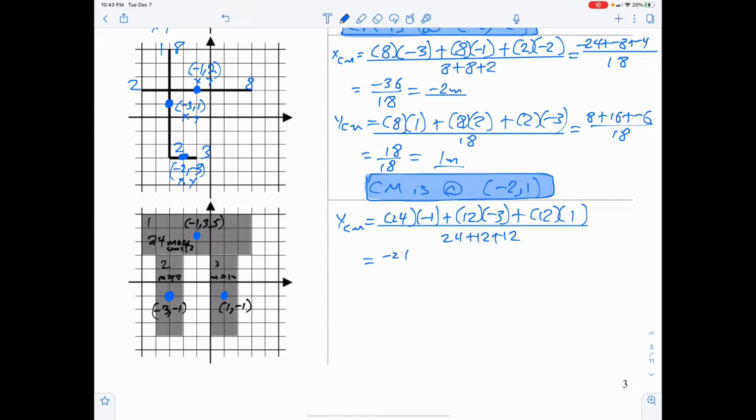So we have negative 24 plus negative 36 plus 12. And 24 plus 12 plus 12 adds up to 48. When we add all these up, that adds up to negative 48. So negative 48 over 48 means the x position of the center of mass is at negative 1 meter.